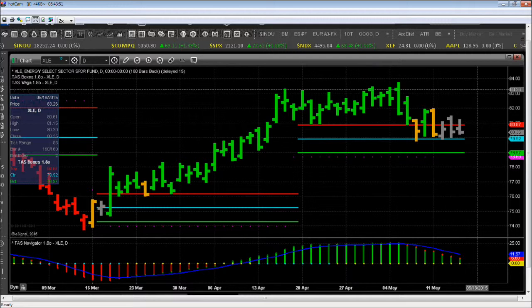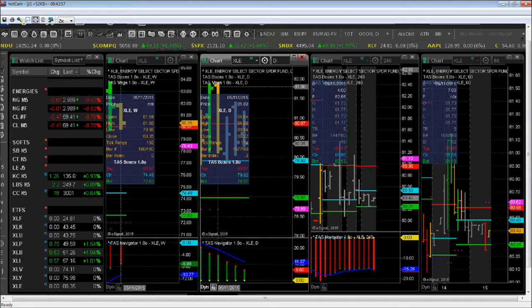So, where do you put your stops? In my opinion, you've got to put your stops below 80 and be able to say uncle below there, and just take your medicine if that's the case.